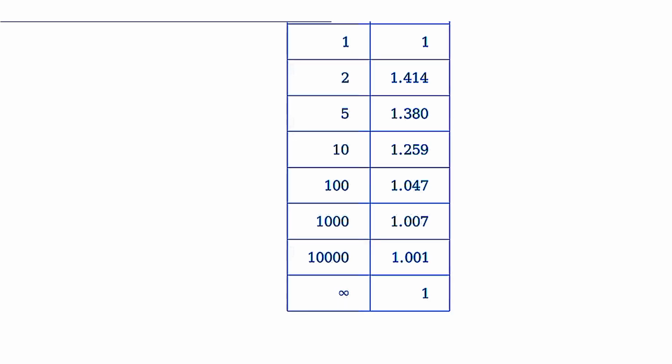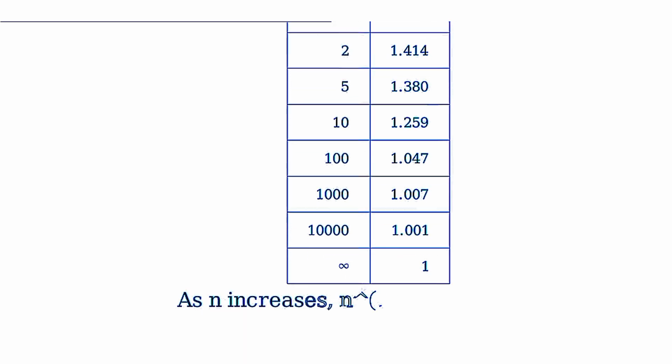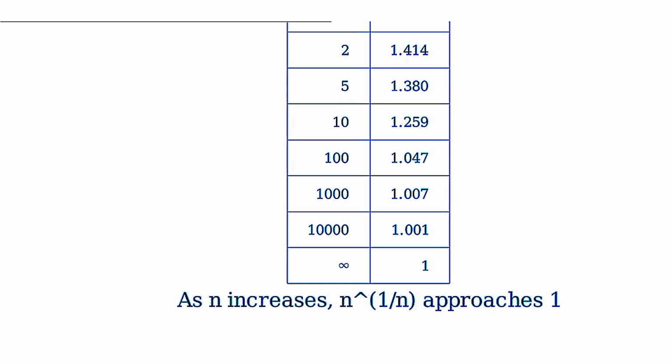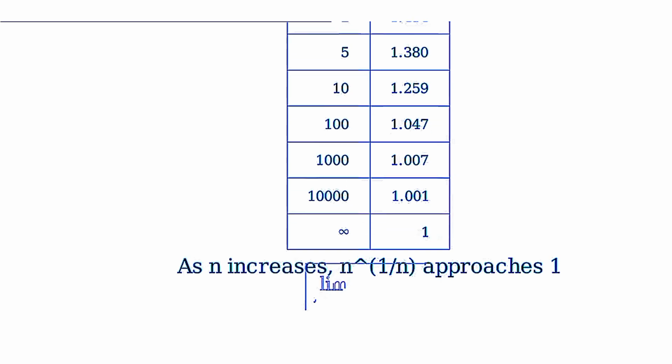Let's verify our answer by looking at some numerical values. As n gets larger and larger, n to the power of 1 over n gets closer and closer to 1. Therefore, the limit as n approaches infinity of n raised to the power of 1 over n equals 1. This is our final answer.